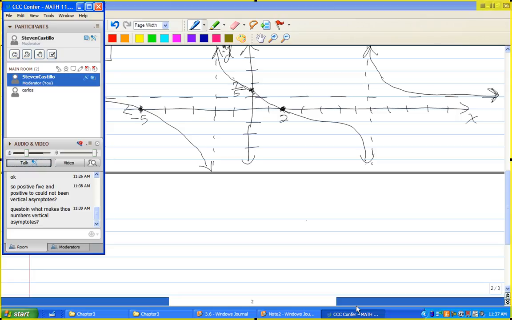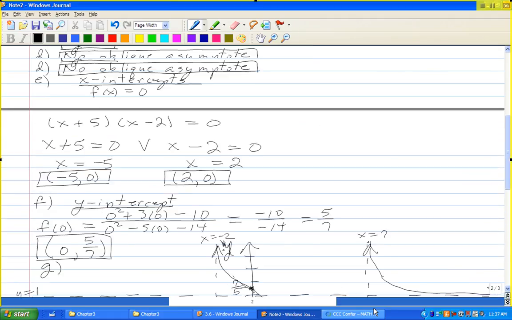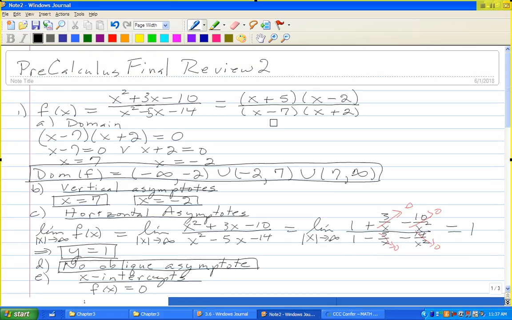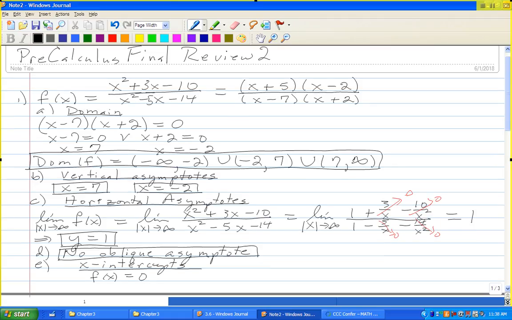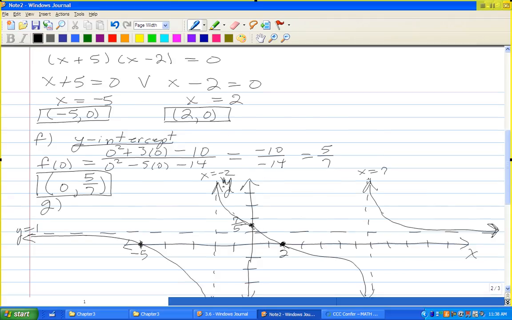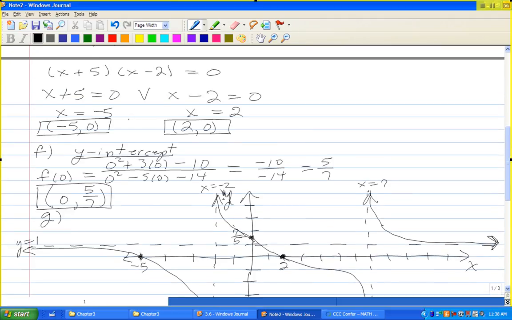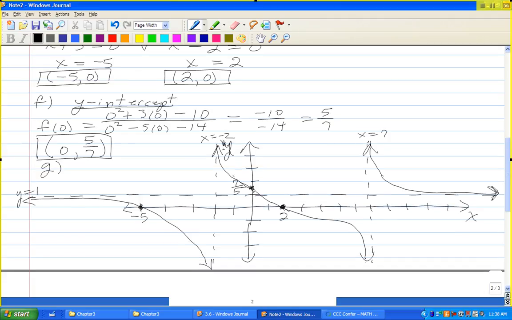What makes those vertical asymptotes? That's where it's not part of the domain. You set the denominator to 0 and solve for x. So I set the denominator to 0, solve for x. That's also what gave you your domain. So that was also how I found the domain. Your vertical asymptotes weren't in the domain. Okay, any other questions about that? Okay.